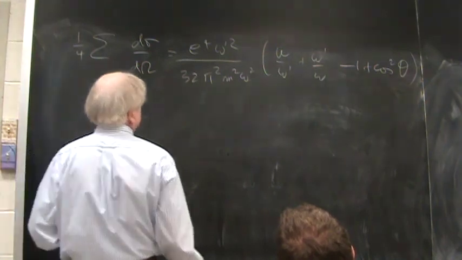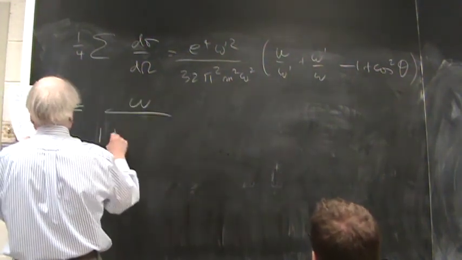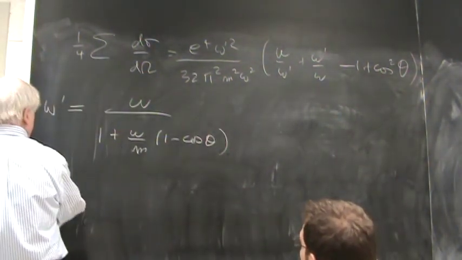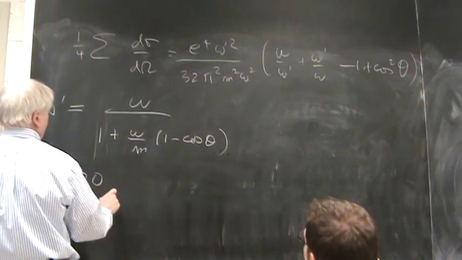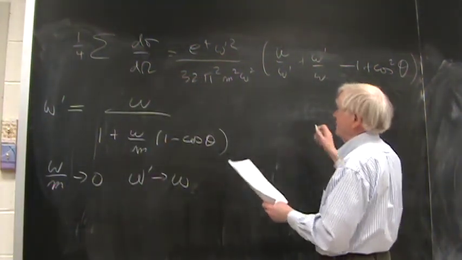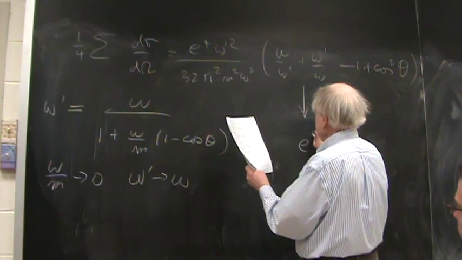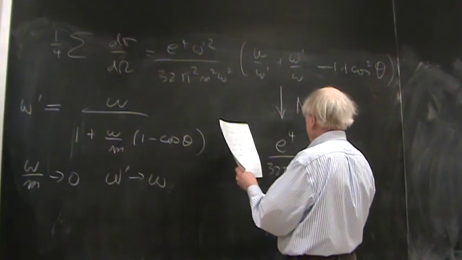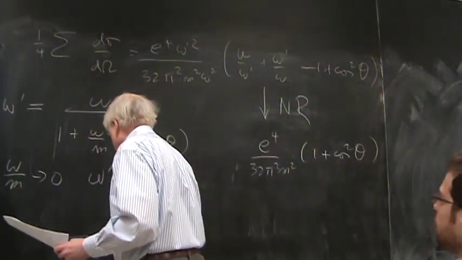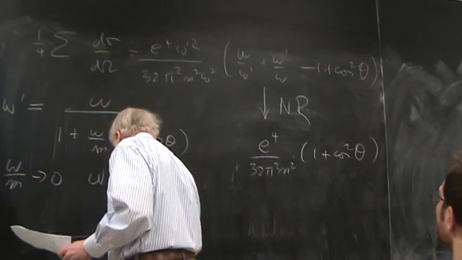And in the non-relativistic limit, it turns out that you can show that omega prime is omega over 1 plus omega over m, 1 minus cosine theta. And as a result, as omega over m goes to 0, omega prime goes to omega. So these guys just become 2. And this thing approaches in the non-relativistic limit e to the 4th over 32 pi squared m squared, 1 plus cosine squared theta, where here we've got photon in, electron. This is the angle theta. This is the final photon momentum, and the electron's going off like that.